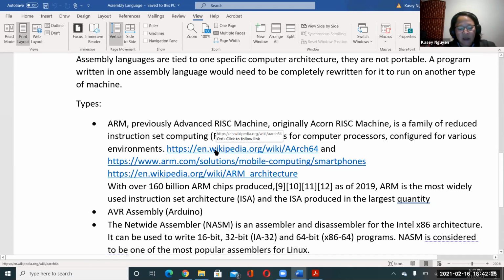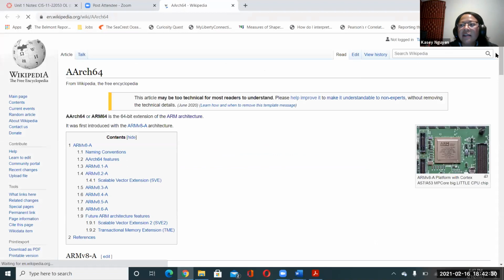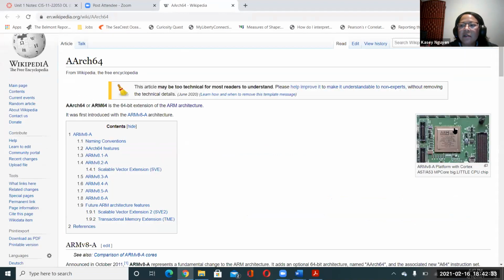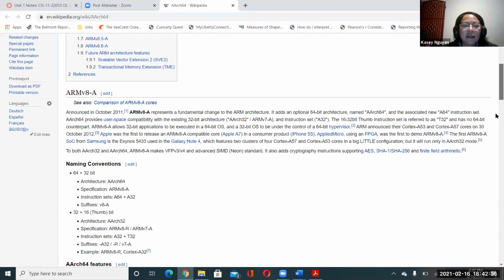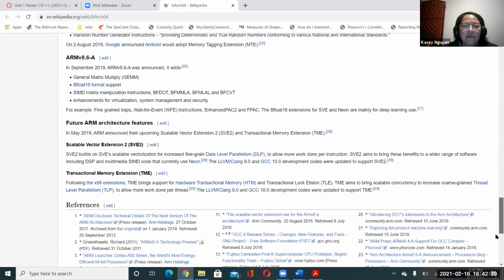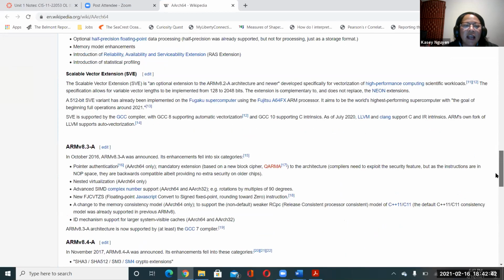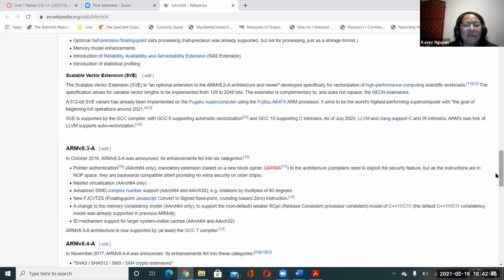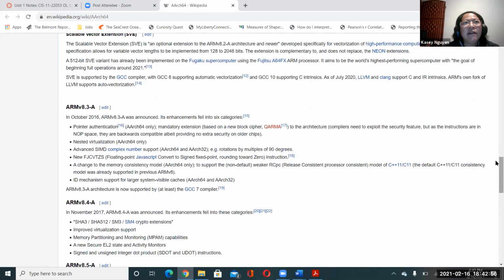Let me see if I can open it up here and show you the different types. Here's the processor, and it gives you the description and the different types, like the different versions, when they were released, support, and a lot of the documentation. If you want to practice ARM, you can use a Raspberry Pi, and you can also use a simulator with the Raspberry Pi to write it.